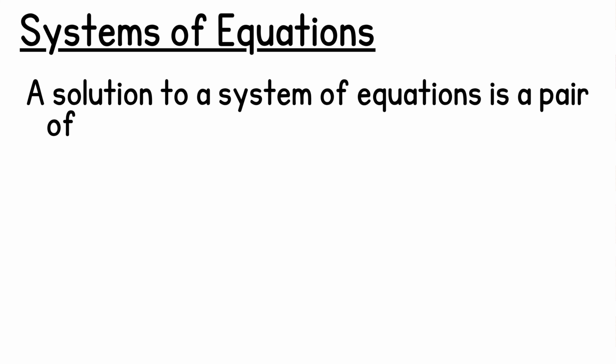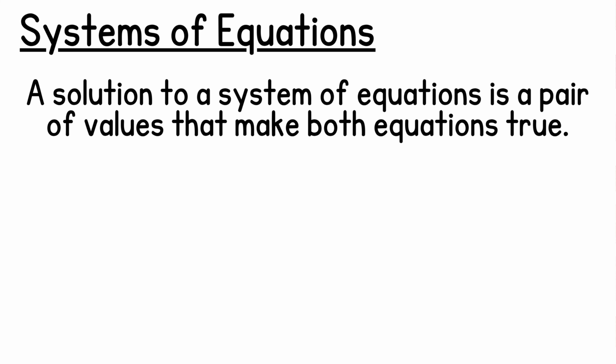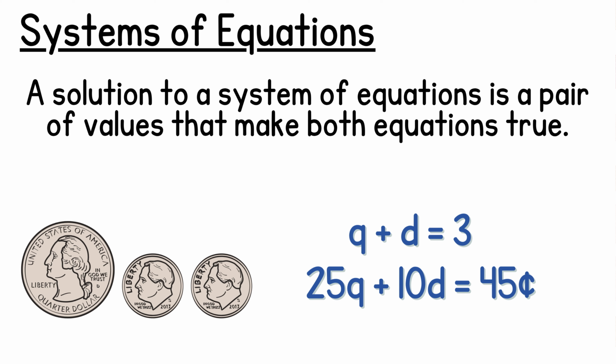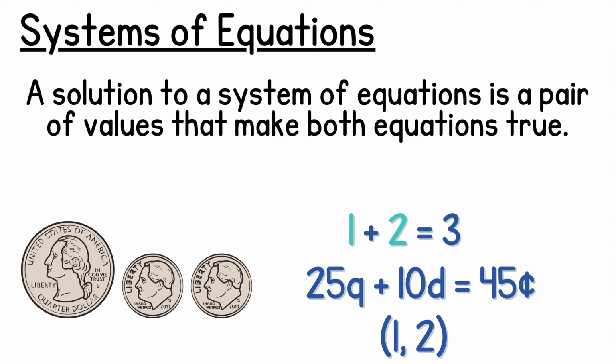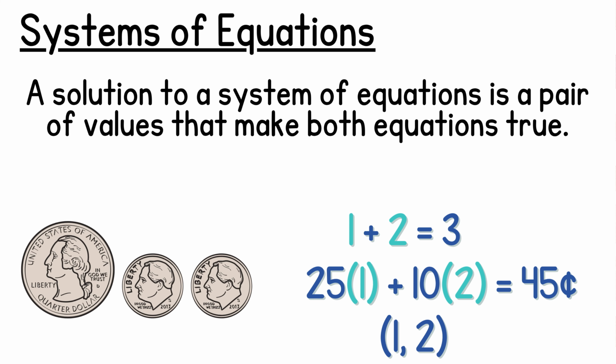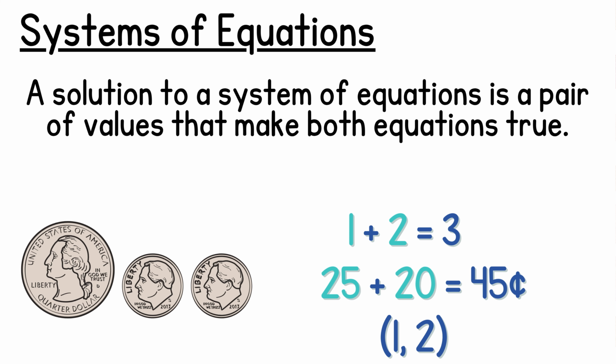A solution to a system of equations is a pair of values that make both equations true. So if we go back to our coins, the solution would be the number of quarters and dimes we have that make both equations true. We already know that the answer to this would be 1, 2 because we have a picture of the coins, but we can confirm by putting these numbers into our equation. If we replace Q with 1 and D with 2, then we can see that 1 plus 2 equals the 3 that we have. And if we replace them in the second equation, then we'll be left with 25 plus 20 gives us the 45 cents that we have. So the solutions you find must work for both equations.